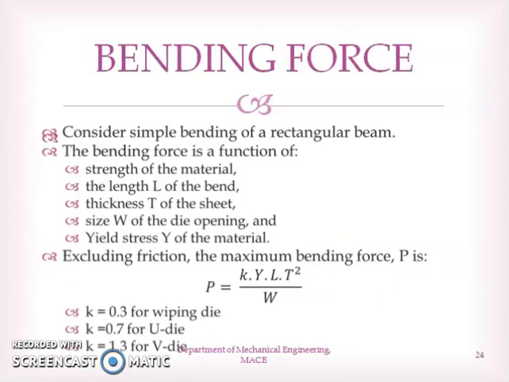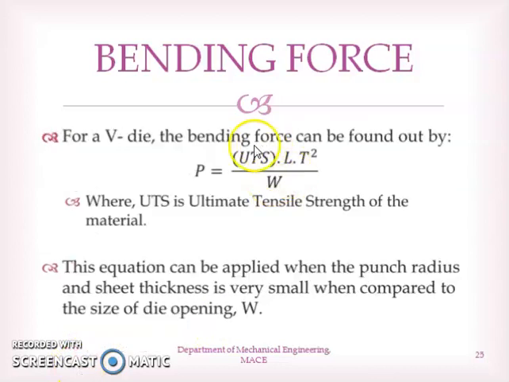The next concept in bending is bending force. The bending force or maximum bend force can be calculated by this equation, where K is a constant for various dies. You can see the K values for various dies, and Y is yield stress, L is length of the bend, T is the thickness of the sheet, and W is the die opening. For a V die, the bending force can be calculated by this equation: Force is equal to UTS, ultimate tensile strength, into L into T square by W.